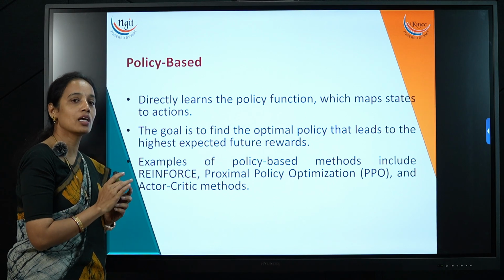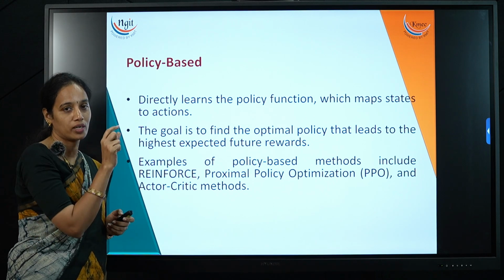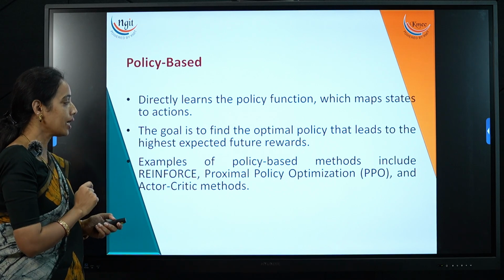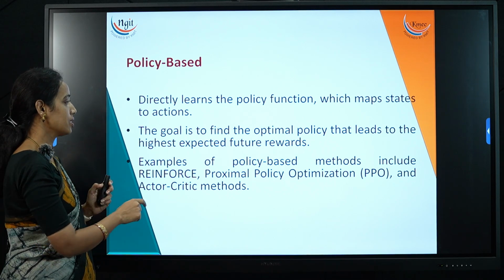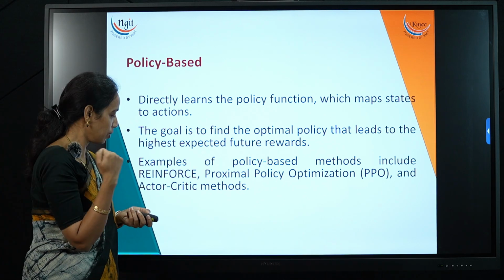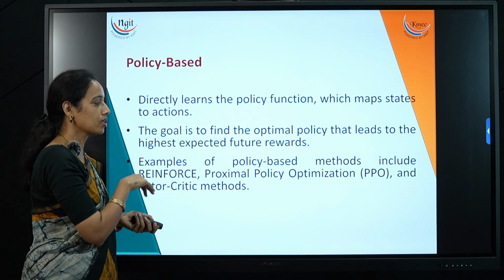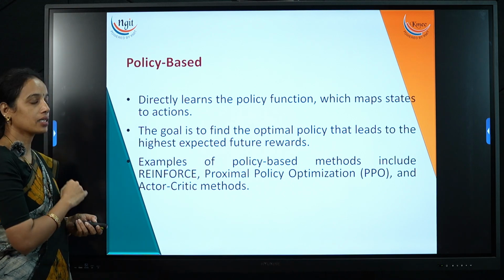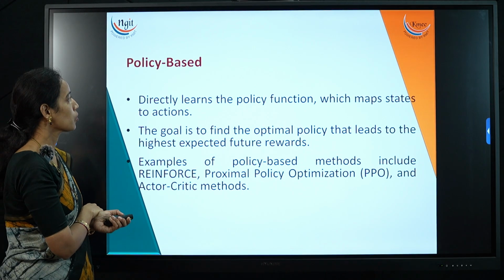The main goal here is that the agent has to find out the optimal policy. The examples of this policy-based approach are REINFORCE, Proximal Policy Optimization, or simply PPO, and actor-critic methods. These are some of the examples that come under this policy-based approach.